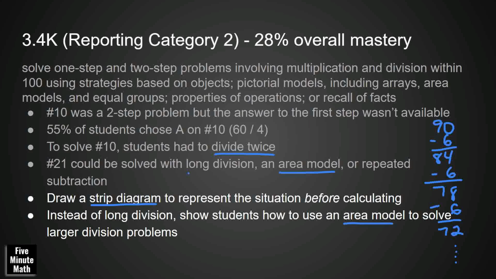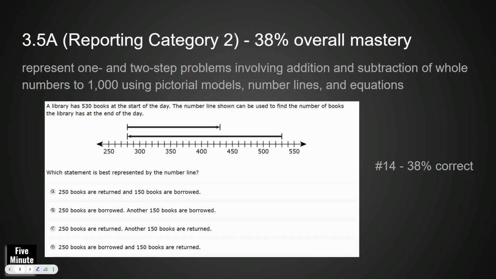We're not really getting into long division until fourth grade, so we don't need to worry about that algorithm yet. They can use an area model. They can use repeated subtraction. There's lots of different ways students could be successful on those two, but that is our lowest readiness standard, 3.4K.